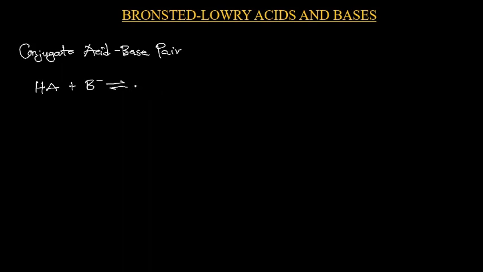So we'll end up having HB, and then we'll now have A minus. Good. This is just an illustration. A could be any compound that has an acidic proton or acidic hydrogen.